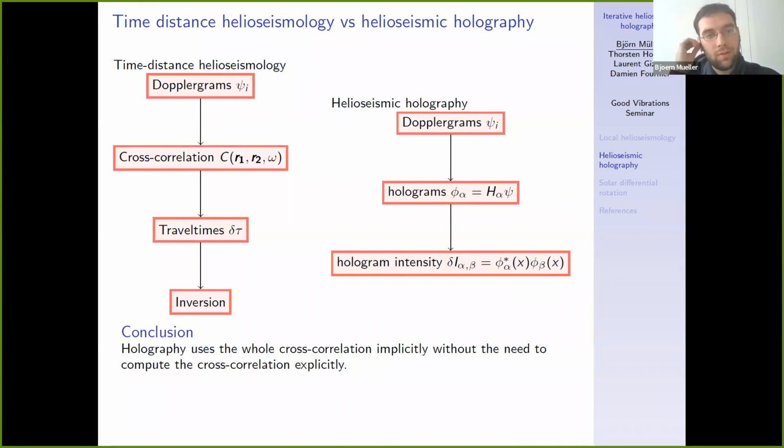Let me summarize it. So in time-distance helioseismology, we start with our Dopplergrams, psi I. We compute the cross correlations. From these cross correlations, we compute travel times, and then we do an inversion. In helioseismic holography, we start with the same data sets, our Dopplergrams, but first backpropagate them to holograms and then locally correlate. So here we change the order, and in this way, as I said before, we use the whole cross-correlation data, but never compute it and have to store it. So it's a big advantage.